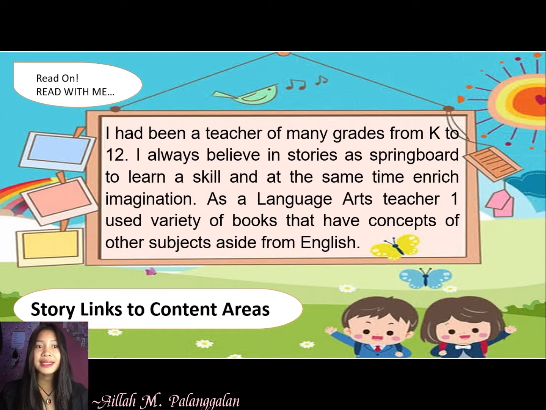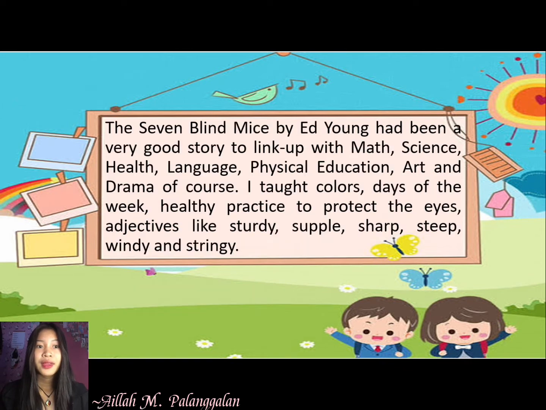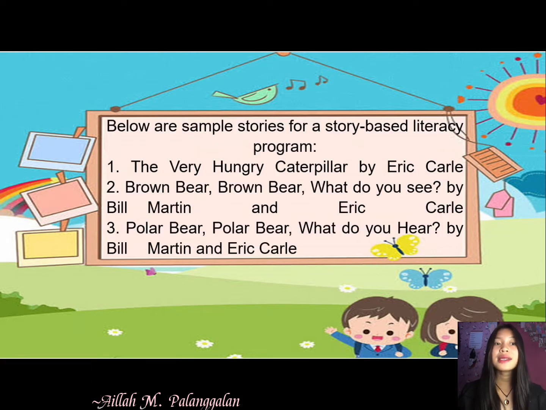As a language arts teacher, I use a variety of books that have concepts of other subjects aside from English. The Seven Blind Mice by Ed Young had been a very good story to link up with math, science, health, language, physical education, art, and drama, of course. I taught colors, days of the week, healthy practices to protect the eyes, adjectives like sturdy, supple, sharp, steep, windy, and stringy.